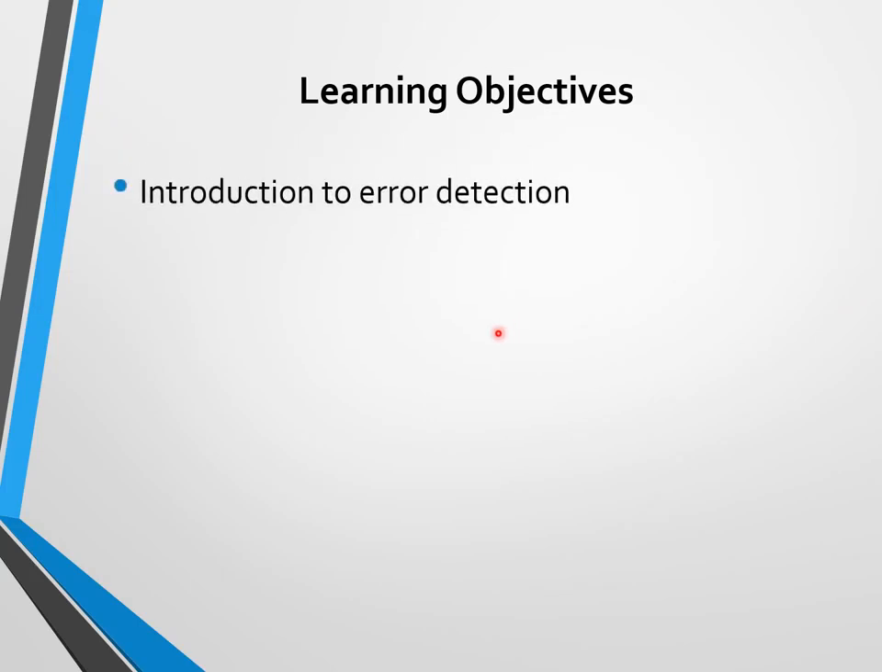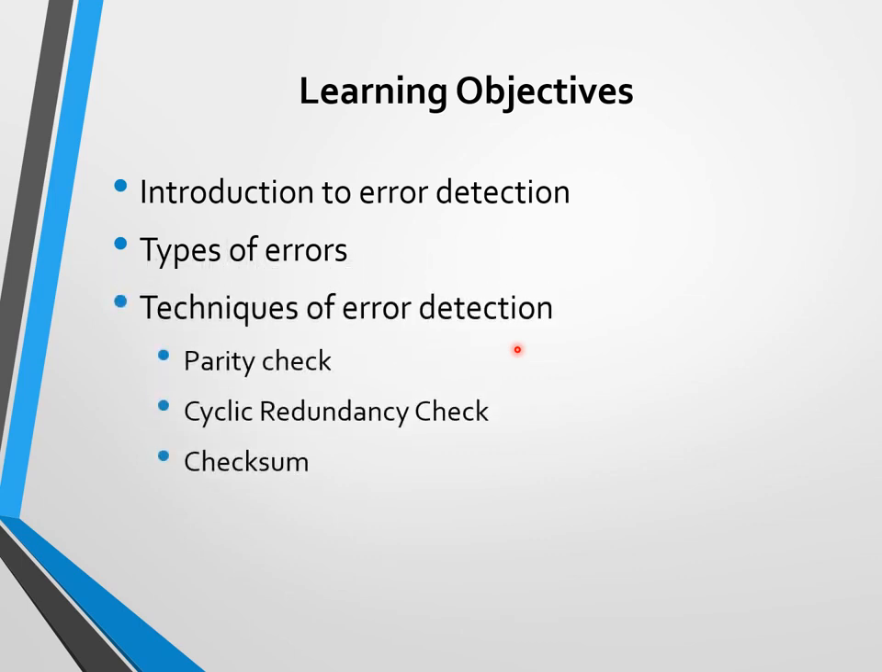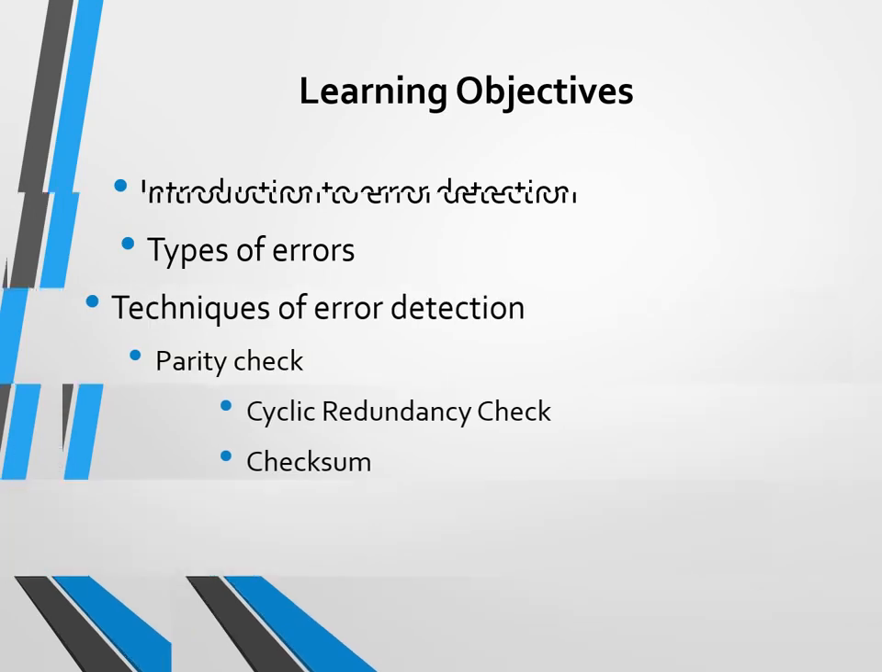Students, what are the learning objectives of our today's lecture? In our today's lecture, we will know about the error detection methods. Once the error has been detected, we should know how we will correct the errors. For that, we should know what the types of error are, and then we will know what the techniques of error detection are. They are the parity check, cyclic redundancy check, and the checksum. Today we will know about the parity check. In the next lecture, we will study the cyclic redundancy check and the checksum.